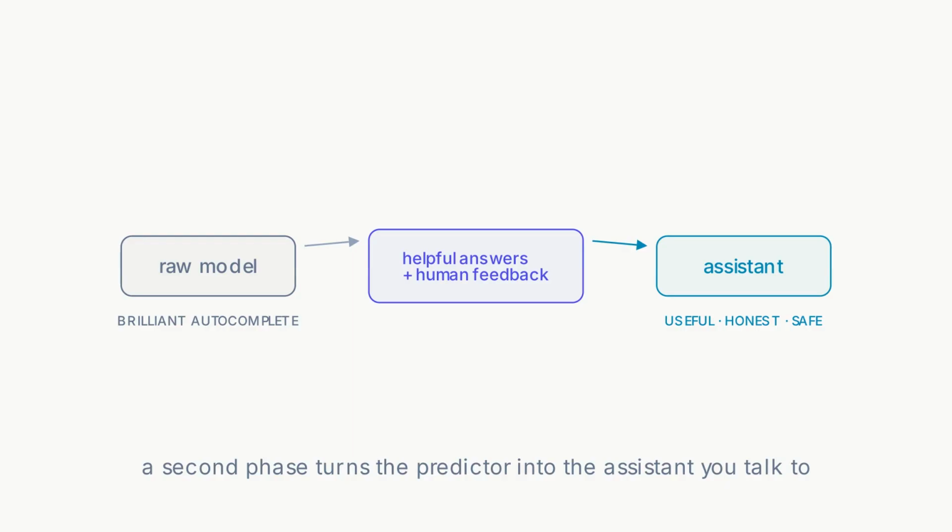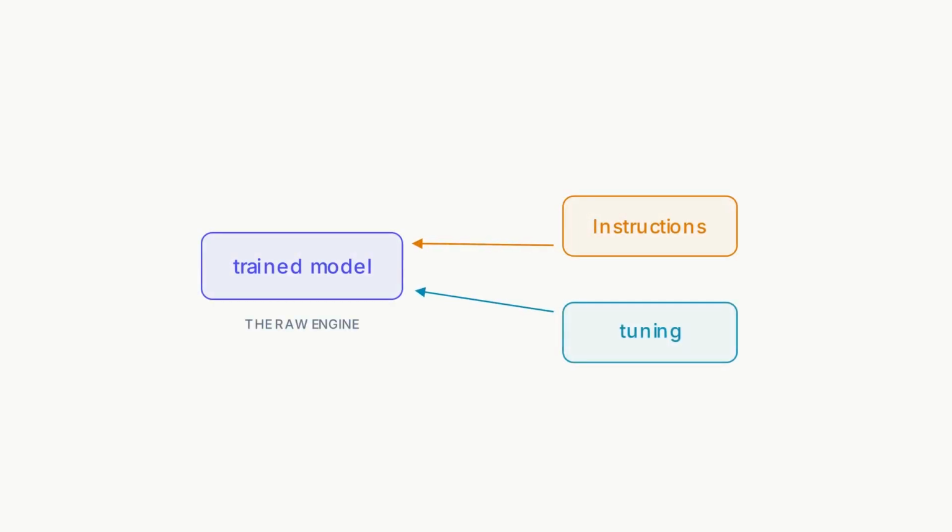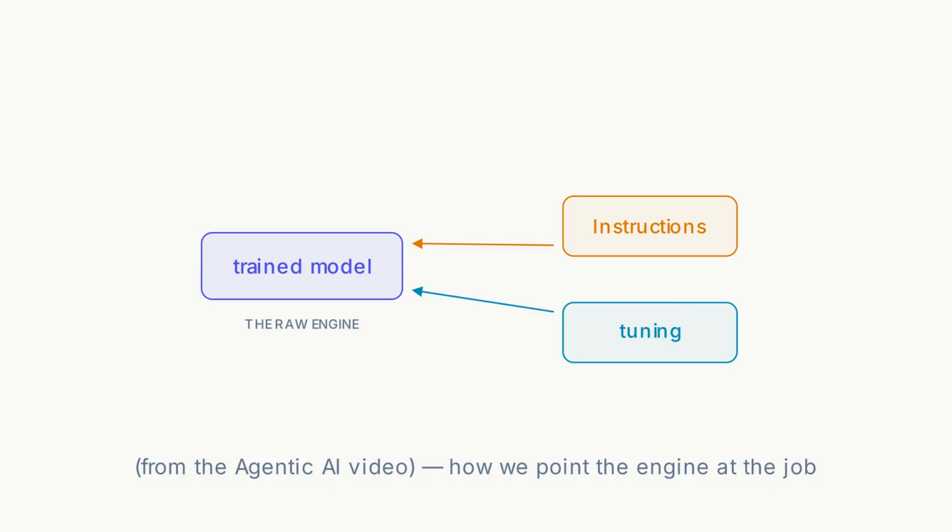To turn it into an assistant, it goes through a second phase. It's shown examples of good, helpful answers and given human feedback, thumbs up, thumbs down on its responses. It's gently steered toward being useful, honest, and safe. That polishing is what turns a raw predictor into the helpful assistant you actually talk to. And if you saw the agentic AI video, this is exactly where those instructions, the system prompt we talked about, plug in. The trained model is the raw engine. The instructions and the tuning are how we point that engine at the specific job we actually want done.